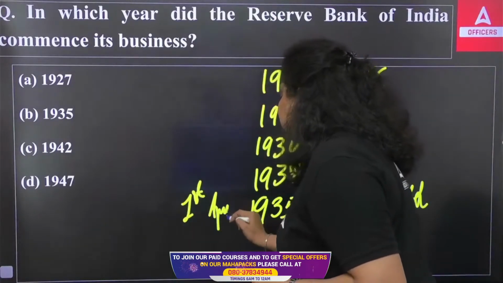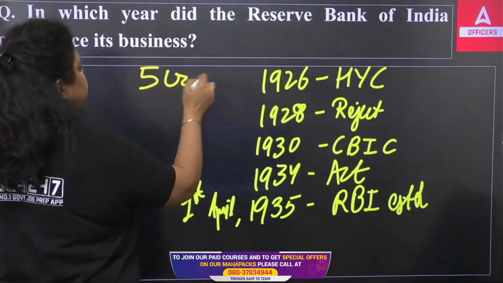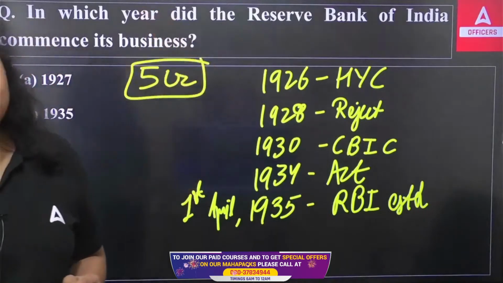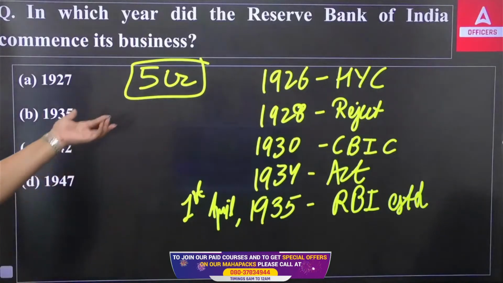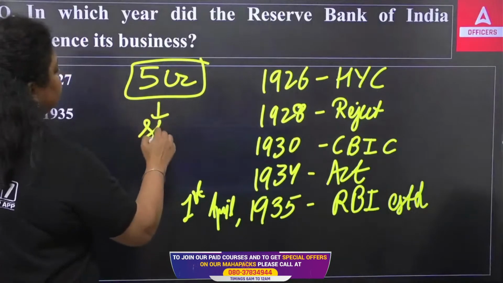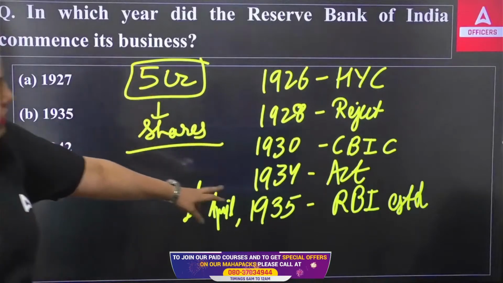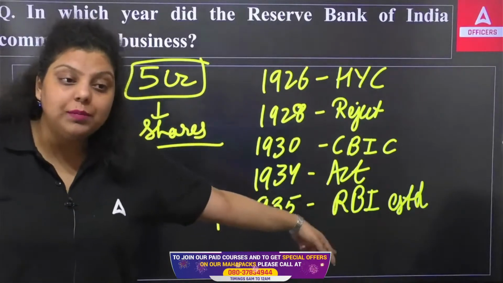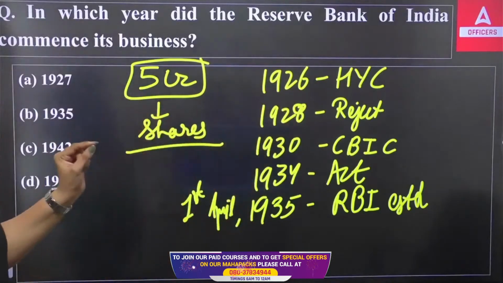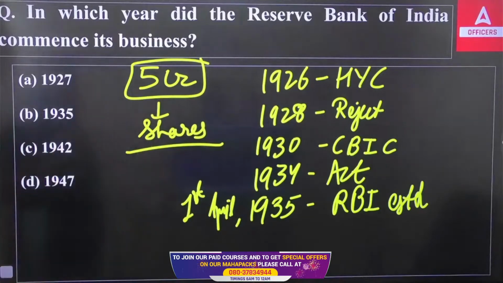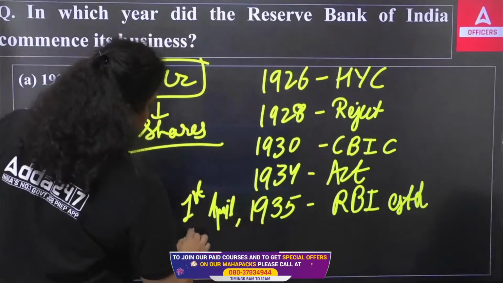But when RBI was established, the government of India needed 5 crore capital. The initial capital of RBI was 5 crore. We needed the 5 crore capital to establish the central bank of the country, but we didn't have this capital. So what did the government do? Government issued the shares of RBI to the public, and the public purchased the shares. So when the RBI was established on the 1st April 1935, it was a private shareholders bank. Clear?